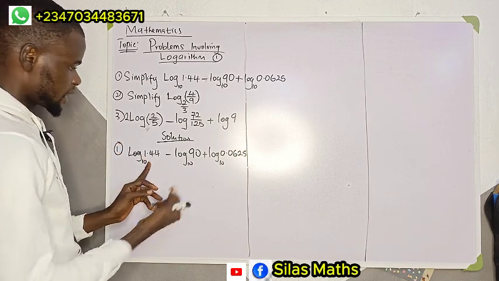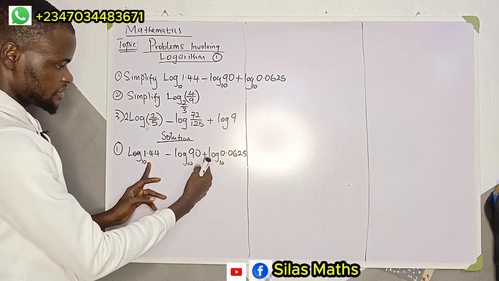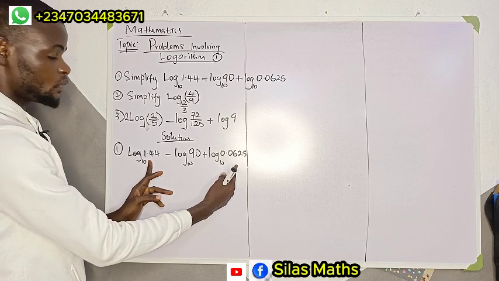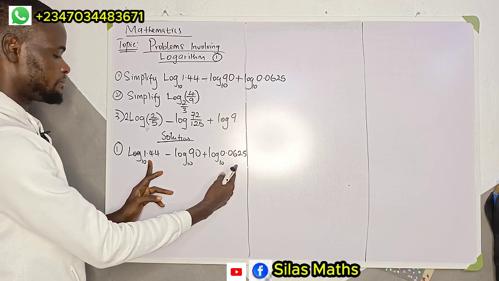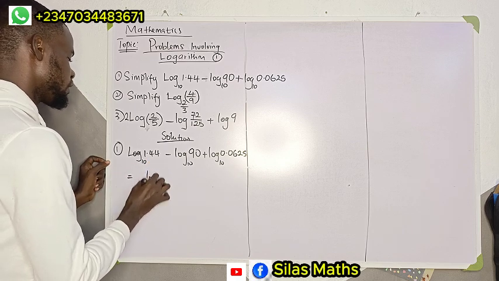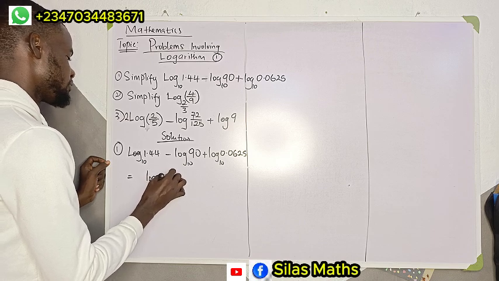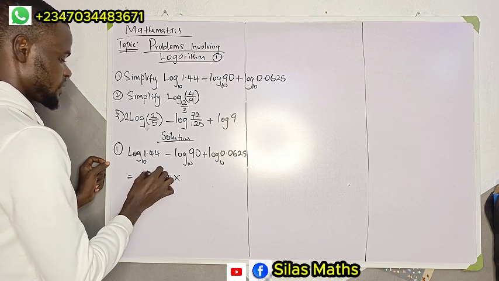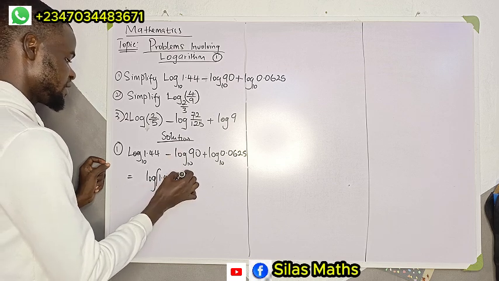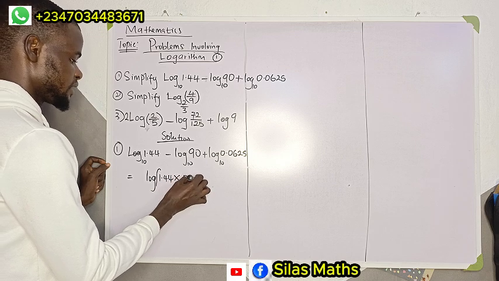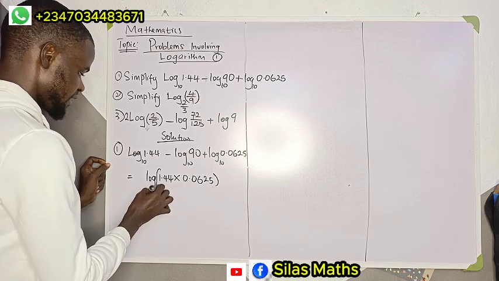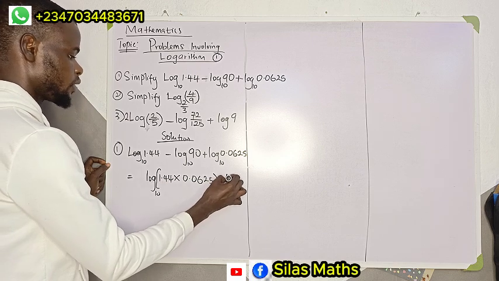So this log and this log are adding, yes, because the addition sign is here, so addition is meant for this log and this log. And remember, when they are adding, what do we do to them? We multiply them. So that is going to give us log of 1.44 times 0.0625, since all the bases are the same. Right, so base 10 minus log of what?